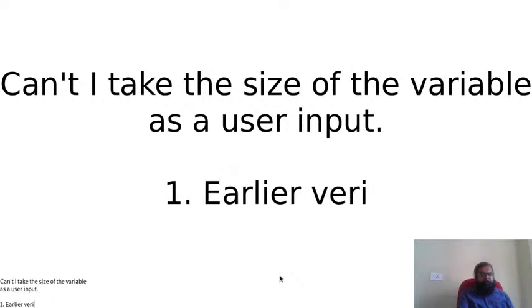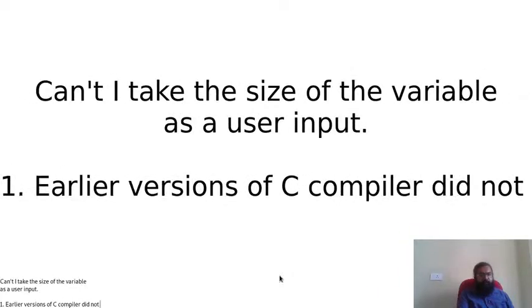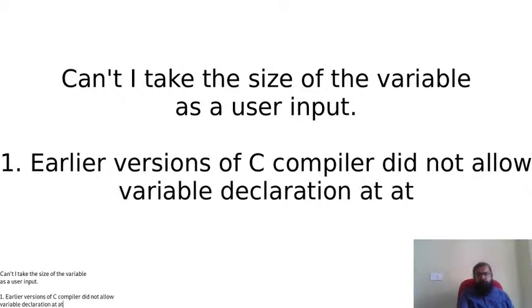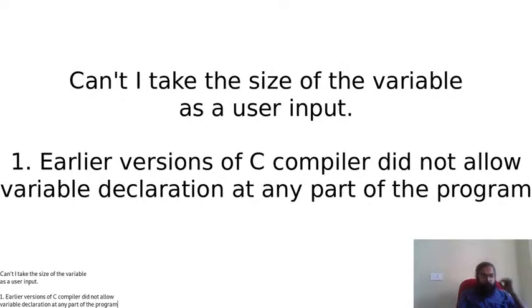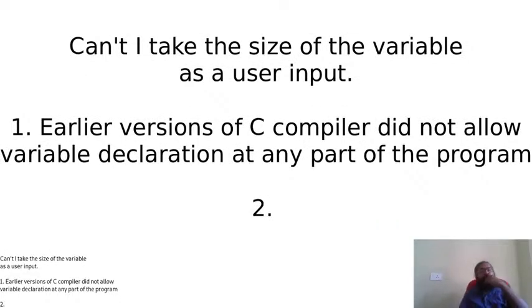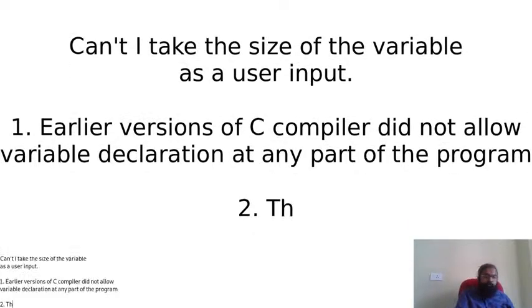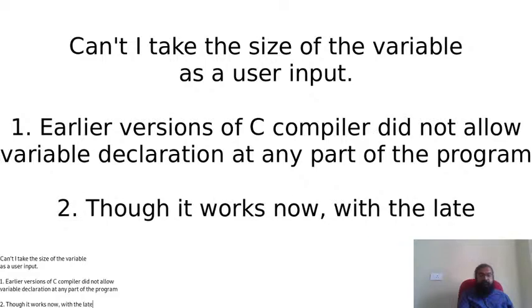And the first thing that I mentioned was that earlier versions of C compiler did not allow variable declaration at any part of the program, though it works now with the latest standards.